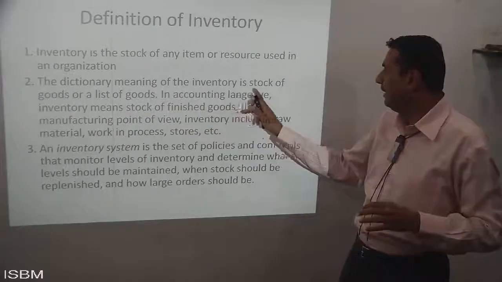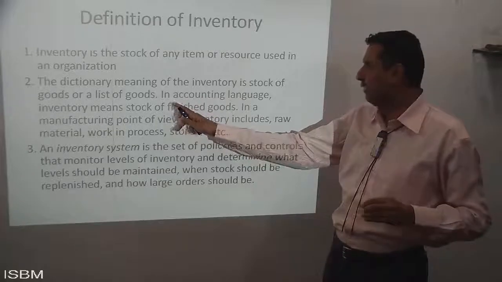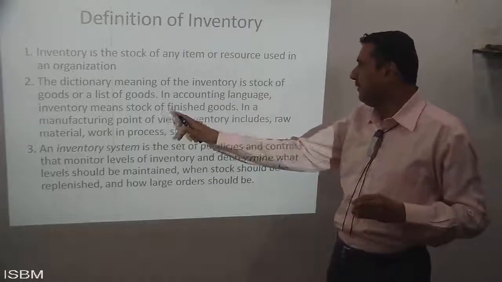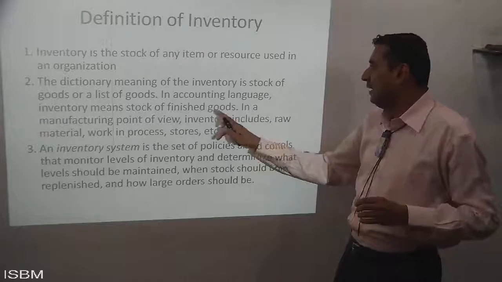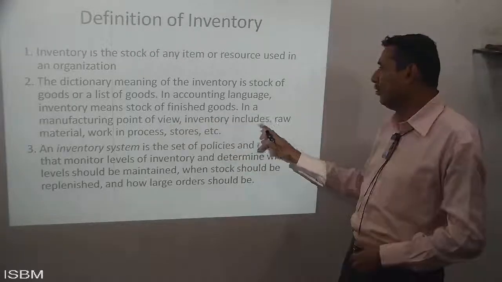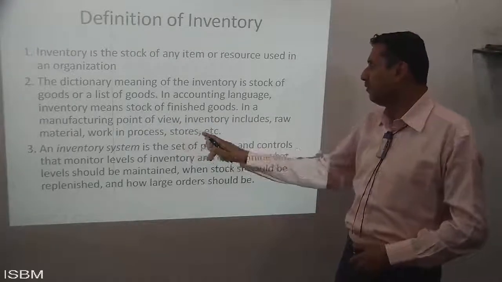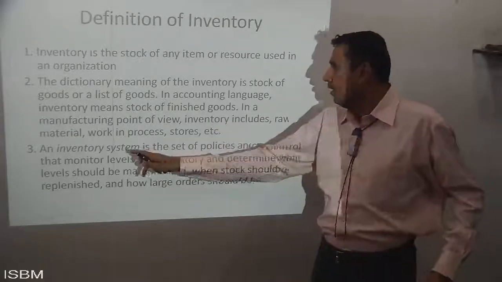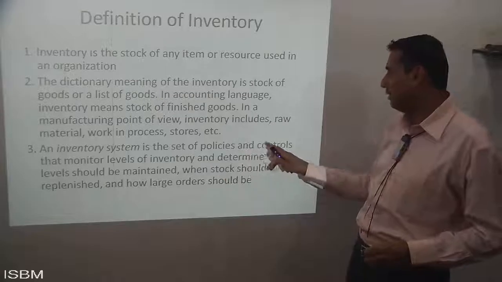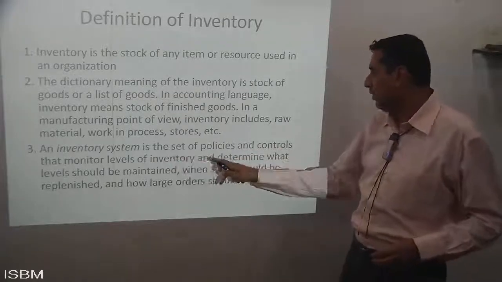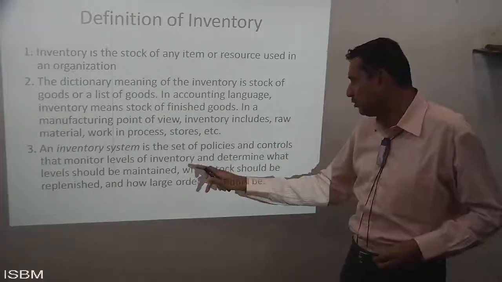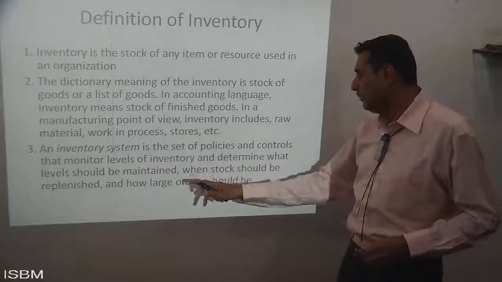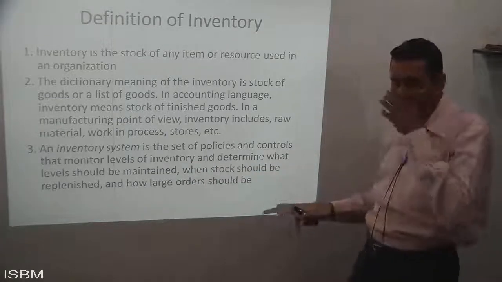The dictionary meaning of inventory is the stock of goods or list of goods. In accounting language, inventory means stock of finished goods. From a manufacturing point of view, inventory includes raw material, work in process, stores, etc. We'll come to this part later in the slides. An inventory system is a set of policies and controls that monitor the level of inventory and determine what level should be maintained, when stock should be replenished, and how large orders should be.